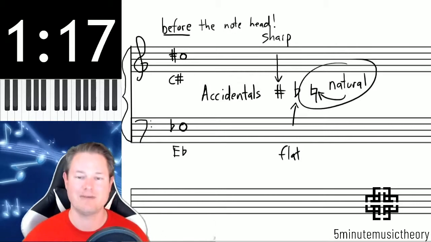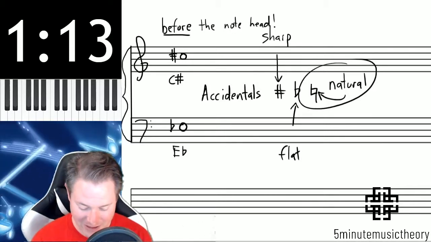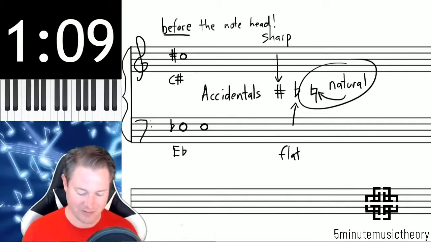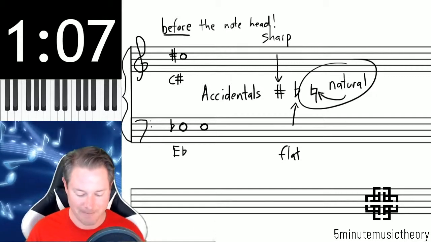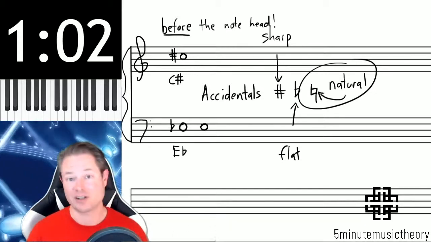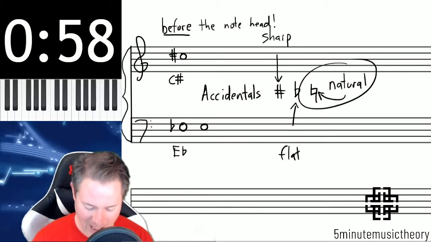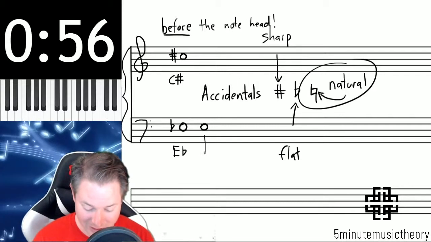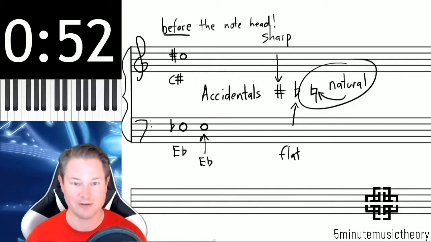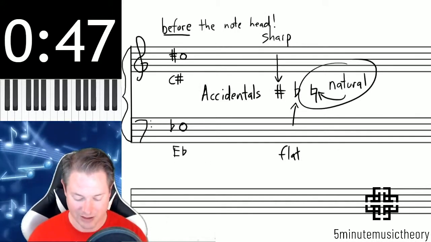So now, why do we have a natural? A natural is used to cancel out a previous accidental. So for example, if I write another E following this E flat, that's going to be an E flat. It's just assumed that it's an E flat until something tells me that it's no longer going to be an E flat. Like at the moment, right now, that's actually supposed to be an E flat. Just because we've already placed the flat, we don't need to place it again.